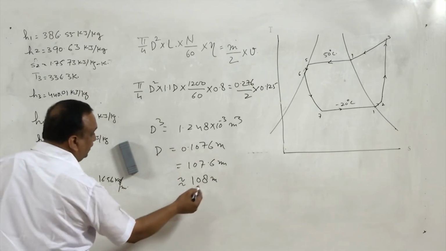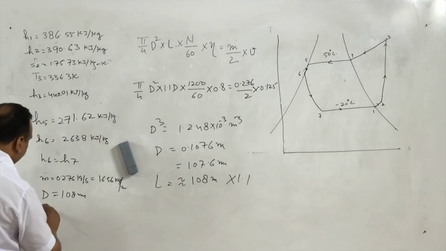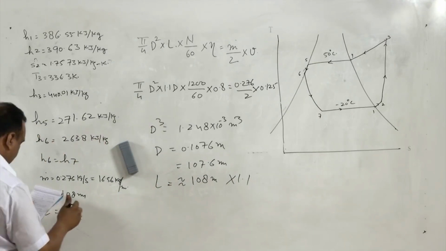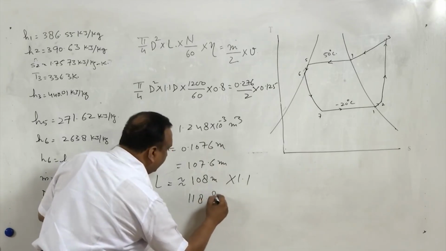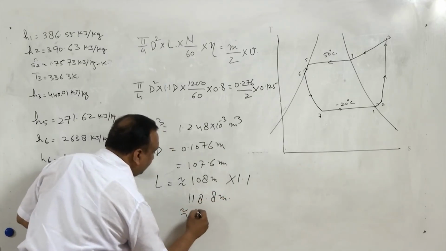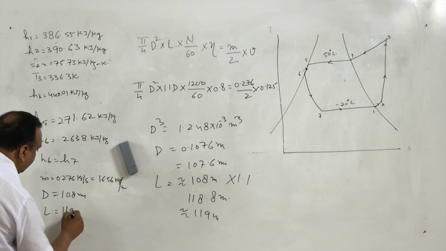Multiply this D by 1.1 will give us L. So, length of the stroke is 118.8 millimeter, and that is approximately 119 millimeter. So, length of the stroke is 119 millimeter.